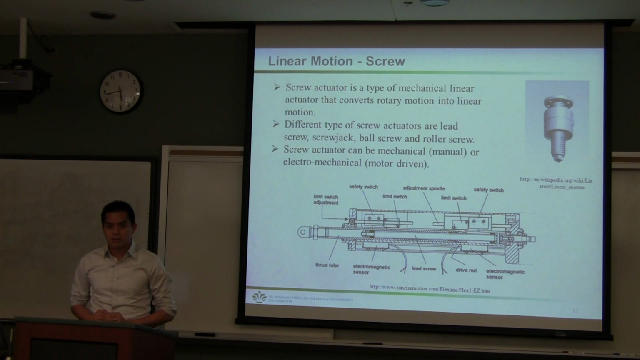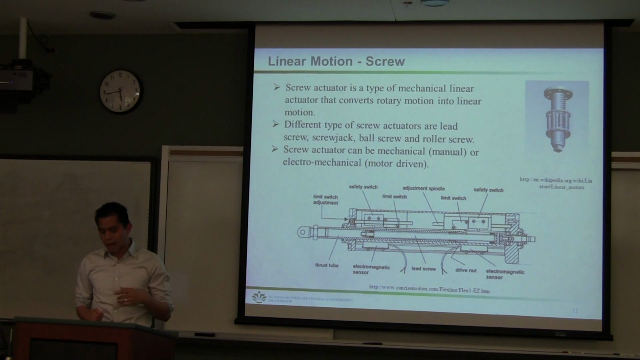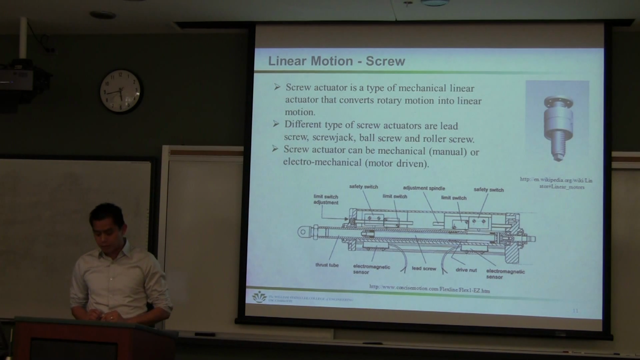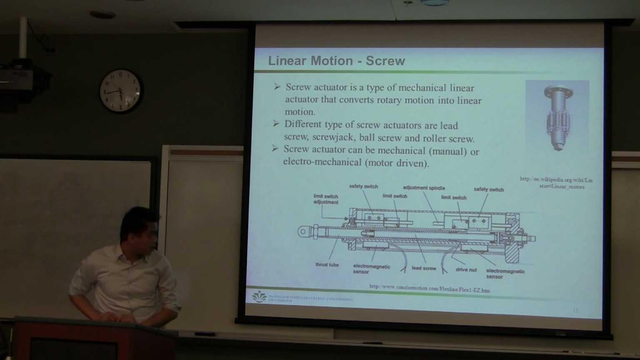The way it works is that the screw has a helical thread that allows the screw to move back and forth. There are different types of screw actuators: lead screw, ball screw, and roller screw. The picture on the top right is a design of a roller screw, I believe.